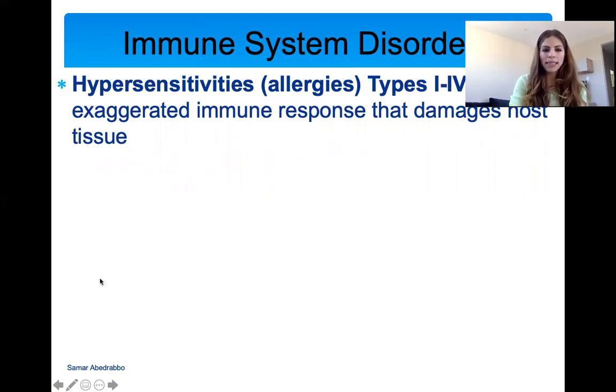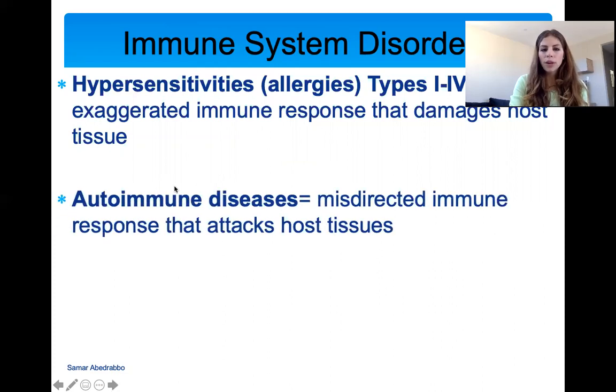So that's hypersensitivities. With autoimmune diseases, that's when your immune system turns on itself. Auto means self. So this is when your immune system starts directing its killing responses towards your own cells, which is not a good thing because your immune system should target foreign particles, not its own self.